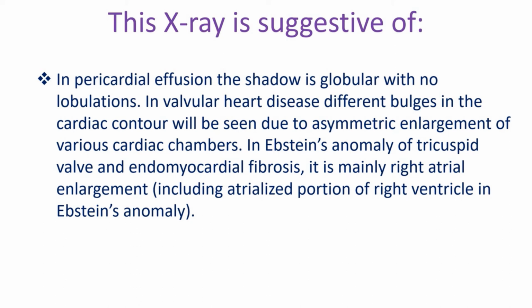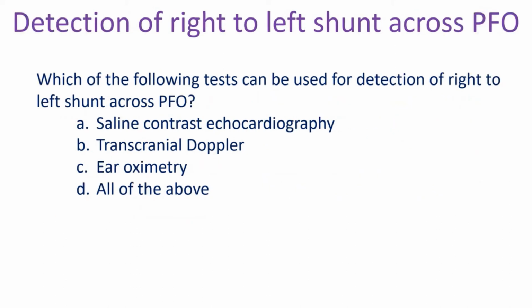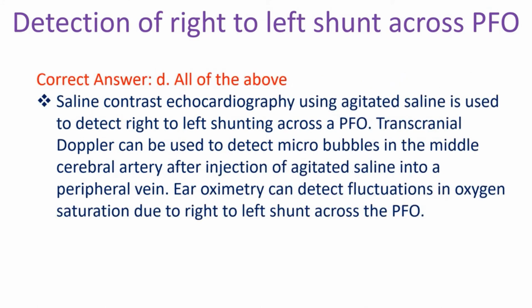Which of the following tests can be used for detection of right to left shunt across patent foramen ovale? A. Saline contrast echocardiography. B. Transcranial Doppler. C. Ear oximetry. D. All of the above. Correct answer D. All of the above.